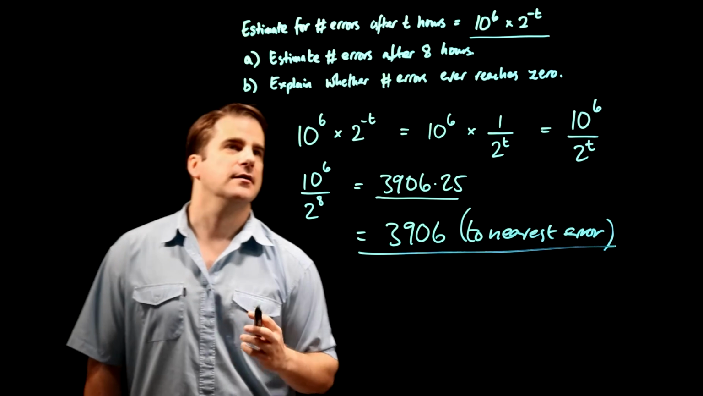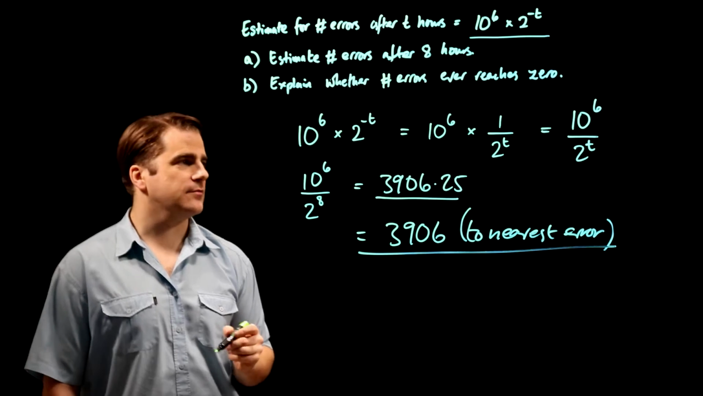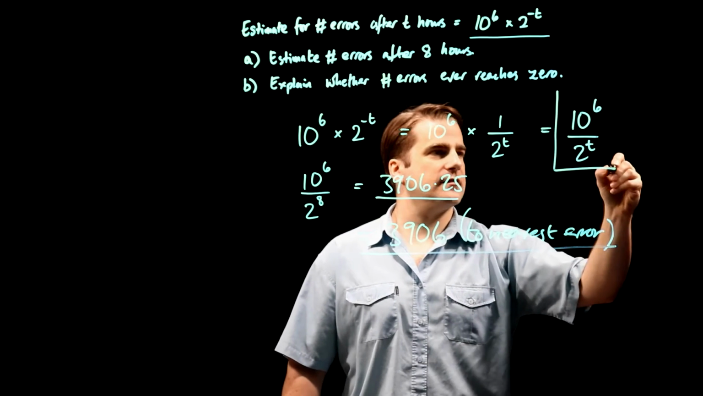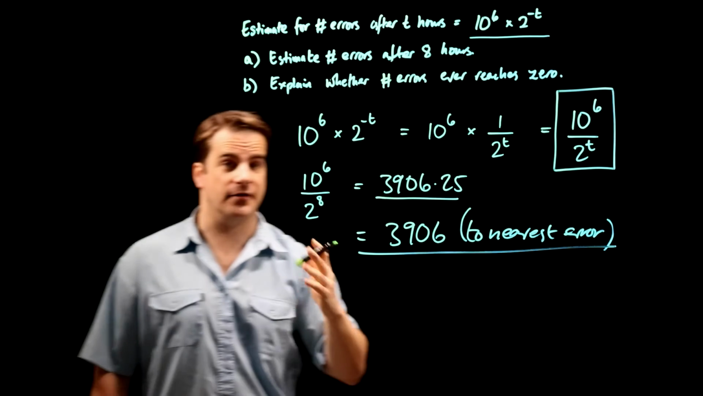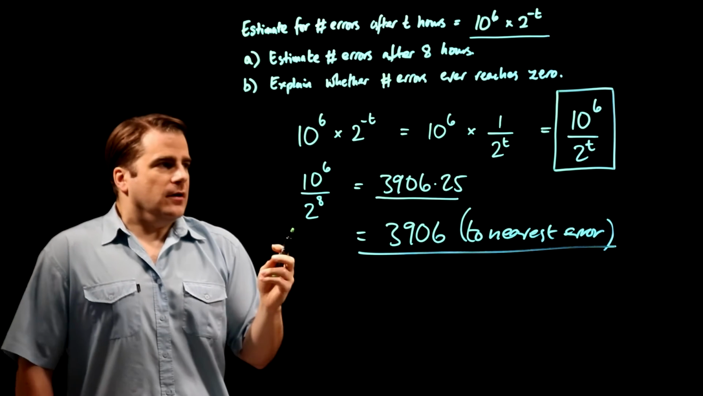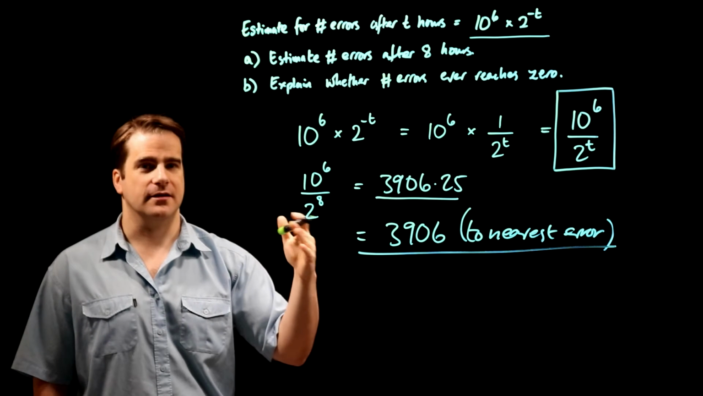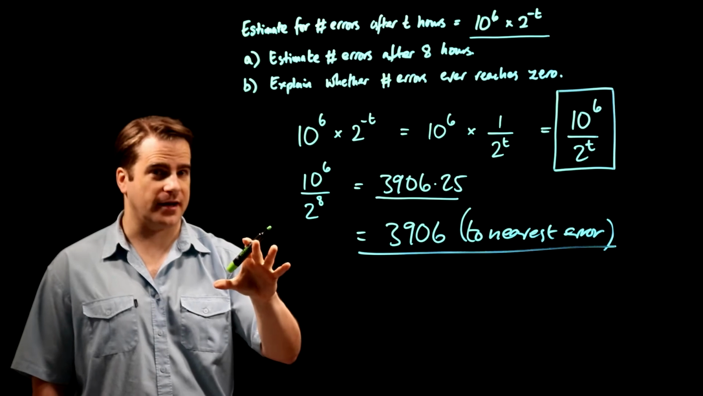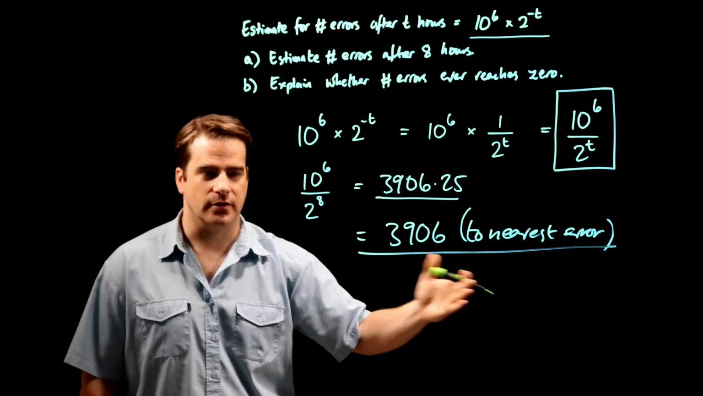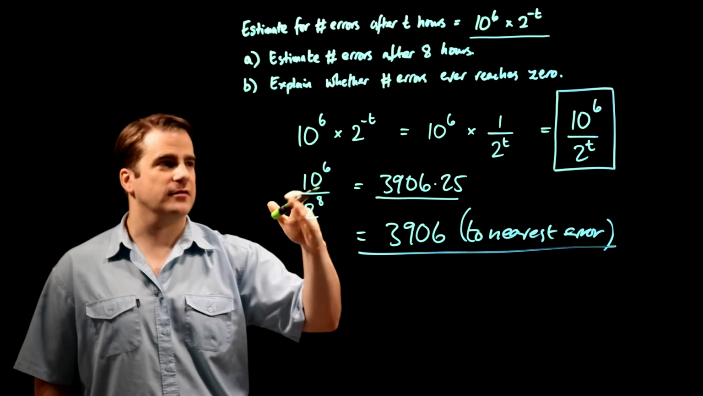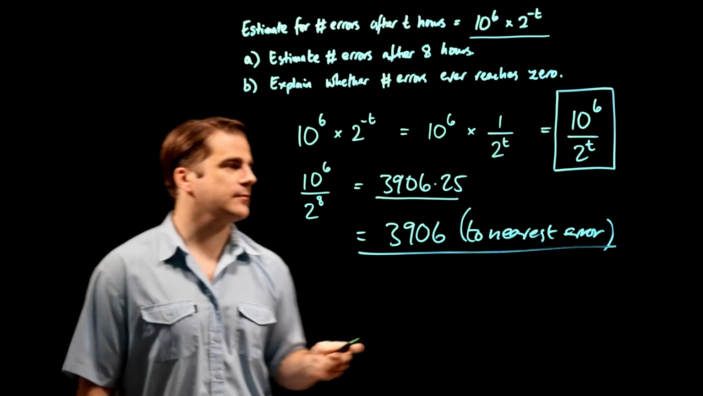Okay, part B. Explain whether the number of errors ever reaches 0. Okay, let's look at our expression for the number of errors. Is it possible for that ever to be 0? This is an interesting question because you can actually write yes or no for the answer, and as long as you explain it and back it up you still get the marks. If you just write yes or no, you won't get the marks. You have to back up what you say. And you can say yes or no for the following reasons.